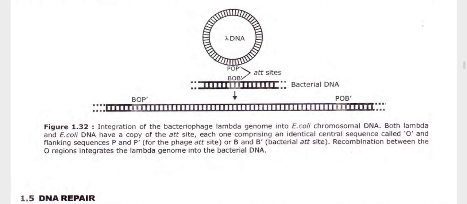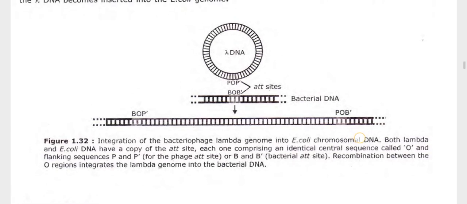Lambda DNA, att site, bacterial DNA: integration of the bacteriophage lambda genome into E. coli chromosomal DNA. Both the lambda and E. coli DNA have a copy of the att site, each one comprising an identical central sequence called O and flanking sequences P and P' for the phage att site, or B and B' for the bacterial att site. Recombination between the O regions integrates the lambda genome into the bacterial DNA.